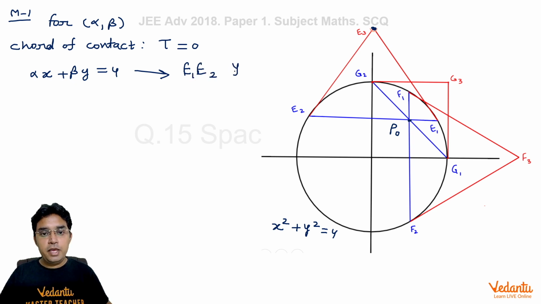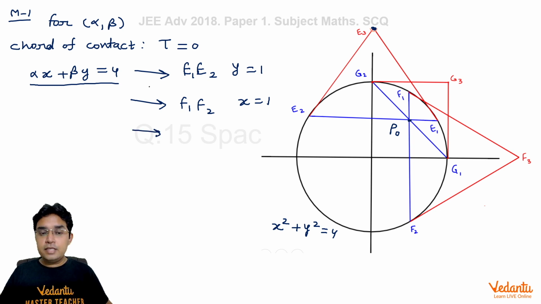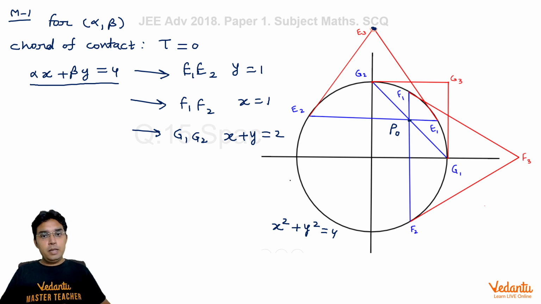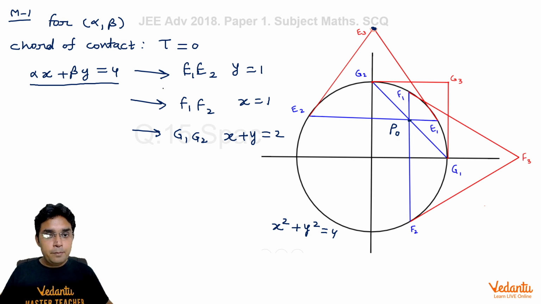whose equation is y equal to 1. To find F3, we will compare this equation with the equation of F1F2, whose equation is x is equal to 1. And to find G3, we will compare this with the equation of G1G2, whose equation is x plus y equal to 2. We have already found that in the previous slide. Now if I compare with the first one, this will give me E3.